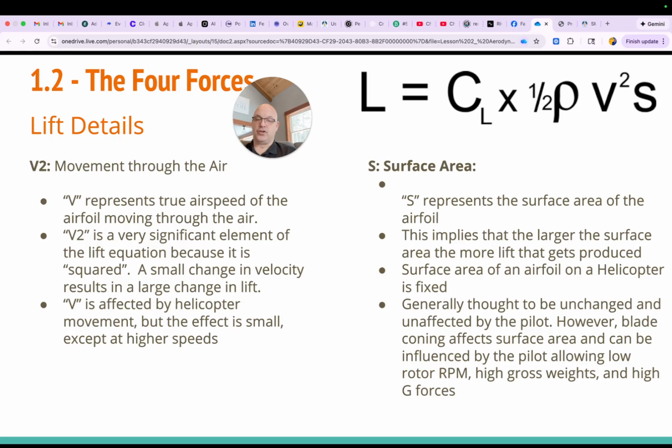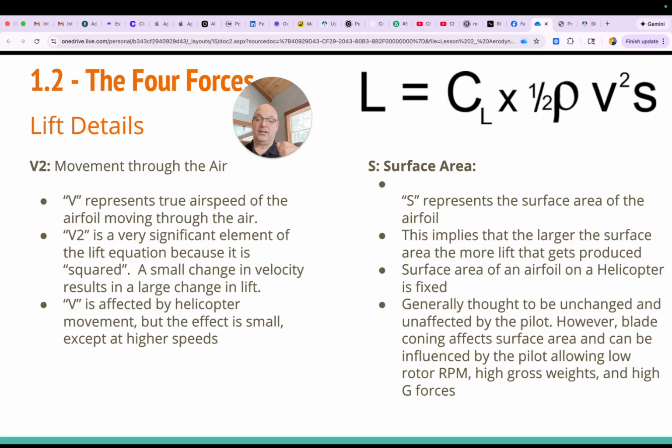So S is for surface area, which represents the surface area of the airfoil itself. This implies that the larger the surface area, the more lift that can be produced, right? The surface area of the airfoil on the helicopter is fixed. Our blades are what they are. We can't make them any bigger than they are, right? They're designed for the particular aircraft. So it's generally thought to be unchanged and unaffected by the pilot.